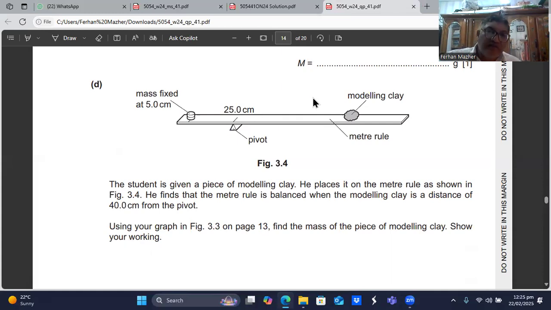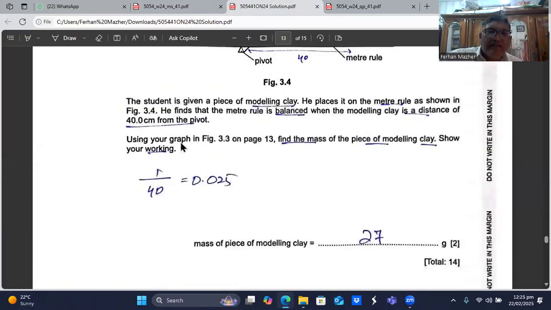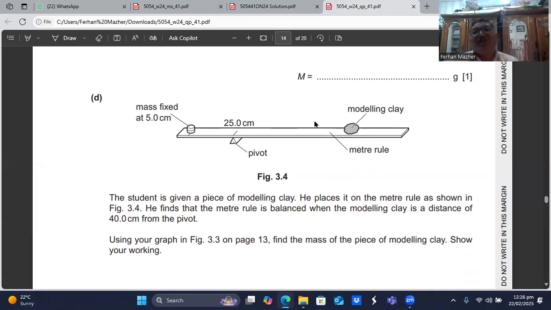show your working. If the modeling clay is put on the 40 centimeter mark, then this distance will be 40 minus 25, something like 15. No, he said when the modeling clay is a distance of, okay, so he has given us the distance. Sorry, I thought that this reading of 40 centimeters is the mark here. No, it is the distance from the pivot to the clay when the meter rule is balanced. So this is the small d value, that is 40 centimeters.